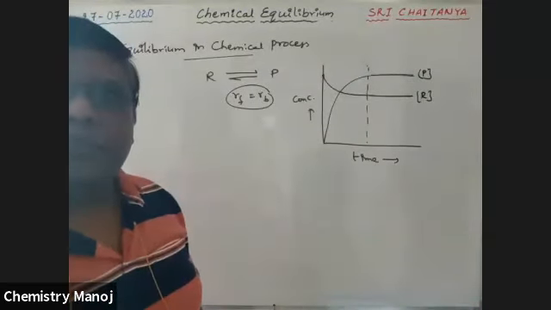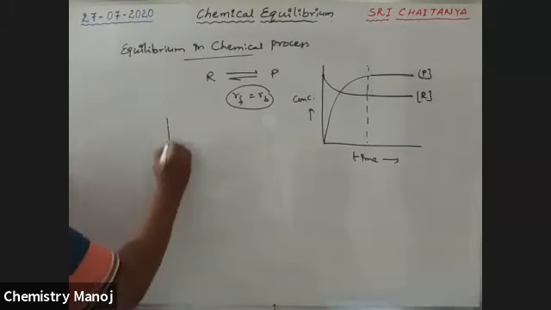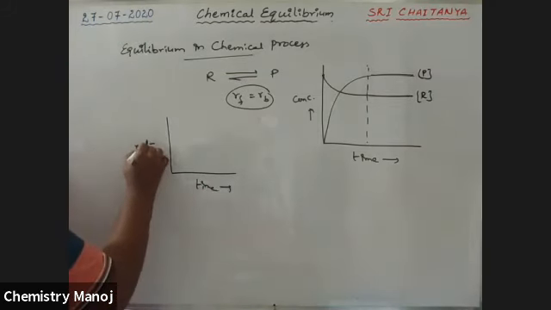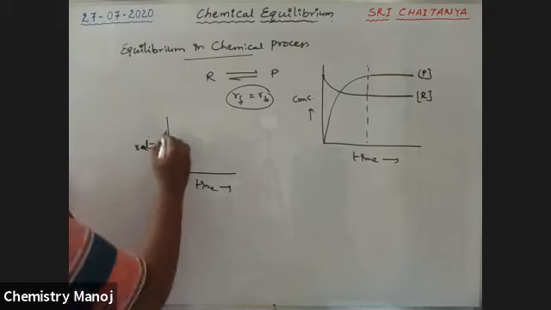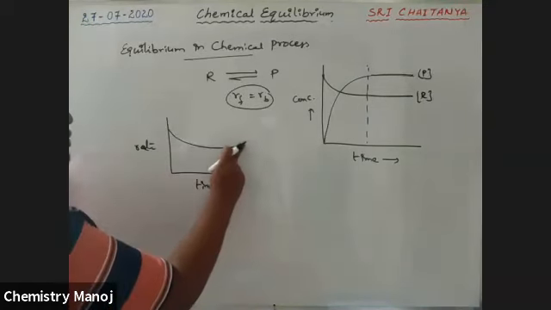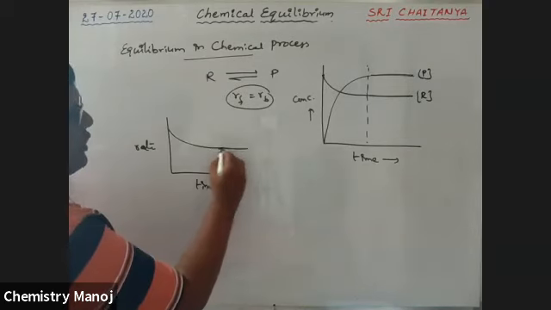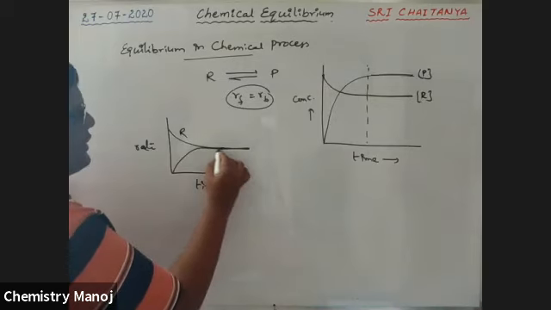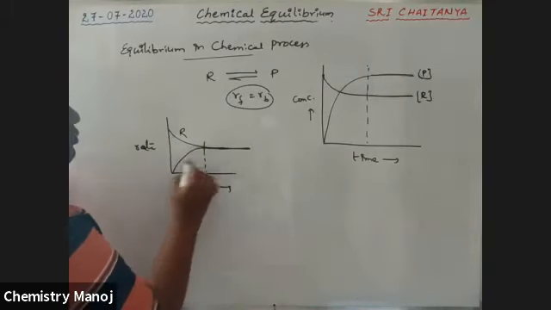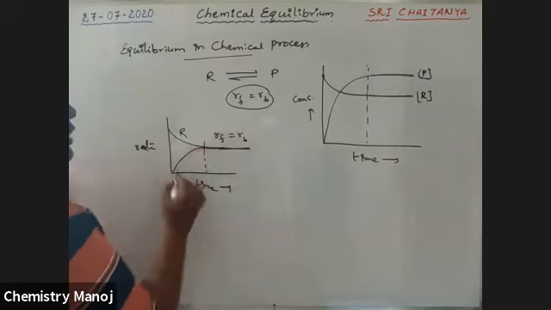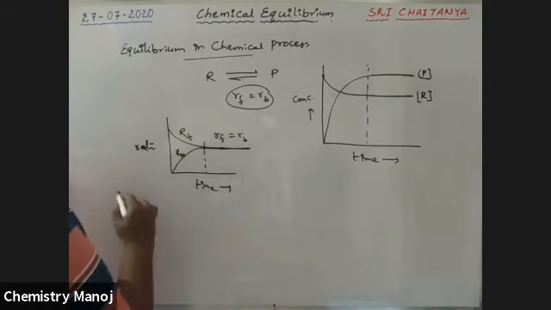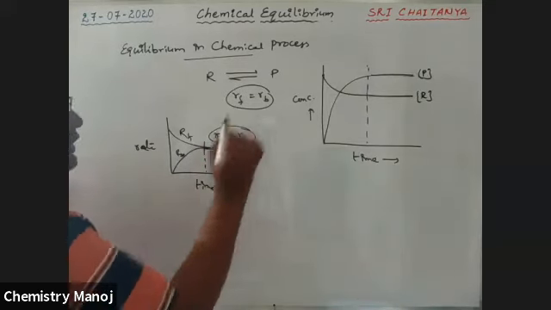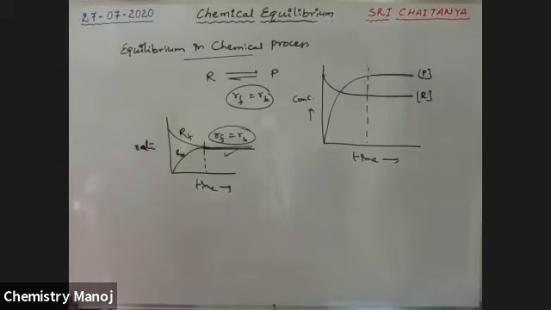Once again I explain with respect to rate. This is the time axis, and this is the rate axis. Gradually the rate decreases as concentration decreases, because the rate of reaction is directly proportional to concentration, my dear boys. This is for reactants, and this is for products. Both these rates become equal. From here onwards, the rate of the forward reaction is equal to the rate of the backward reaction. At this point, this is called the equilibrium point.